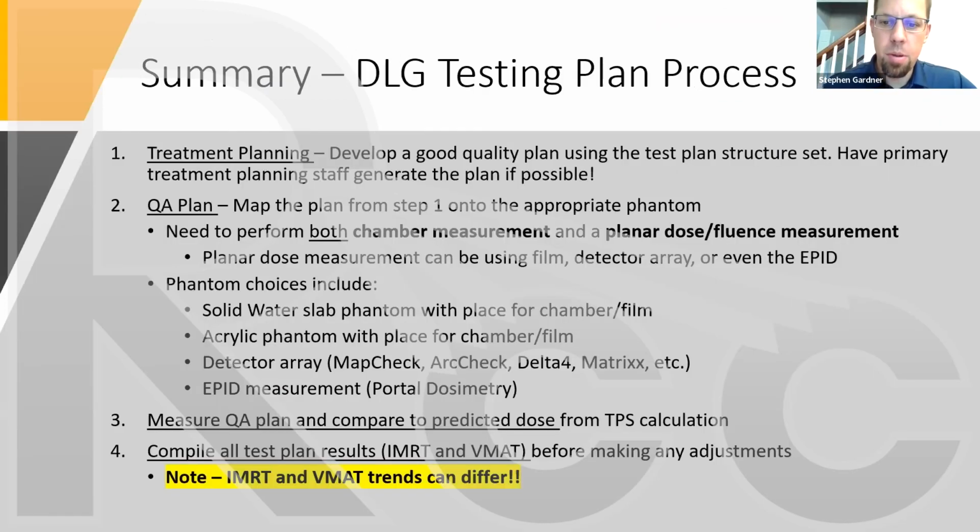So I'm going to go over a few summaries. I'm going to share a little bit about SRS versus conventional, and then we can open it up for any further questions and discussion. The testing process goes from treatment planning to the QA plan to measurements, compile the results, and then you can adjust. That's a big thing: compile all the results, see where you're at overall, because you're adjusting the entire beam model. You're not just adjusting for one specific plan.